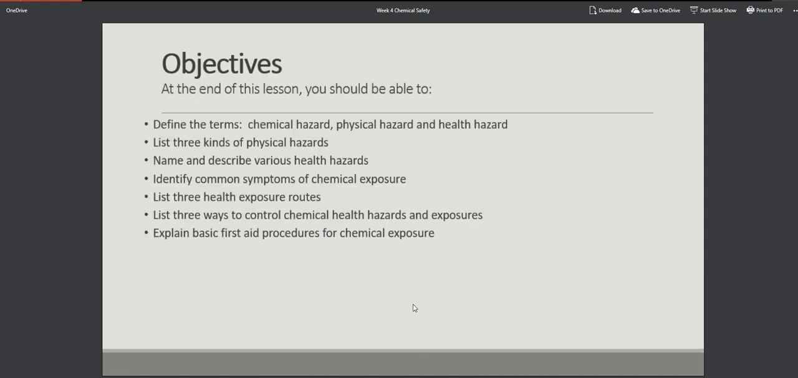Alright, so the objectives for this chapter: at the end of this lesson, you should be able to define the terms chemical hazard, physical hazard, and health hazard. List 3 kinds of physical hazards, name and describe the various health hazards, as well as identify common symptoms of chemical exposure, and list 3 health exposure routes. Additionally, list 3 ways to control chemical health hazards and exposures. And finally, explain basic first aid procedures for chemical exposure.